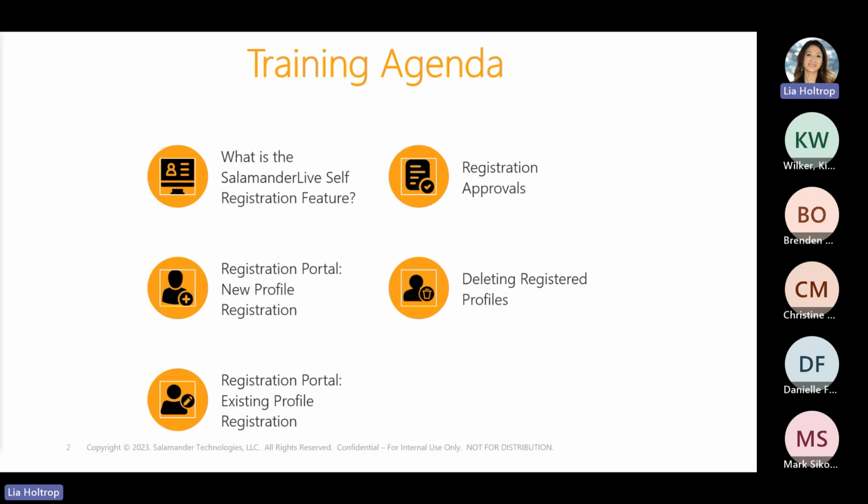So here's a general outline for what we're going to be covering today. We're going to take a look at what the Salamander Live self-registration feature is, the self-registration portal and registration process for new and existing profiles. And when I say profiles, I mean Salamander Live profiles, whether or not they have a personal record within Salamander Live. And then we're going to take a look at the registration approval process, which includes how to delete a registered profile and its history.